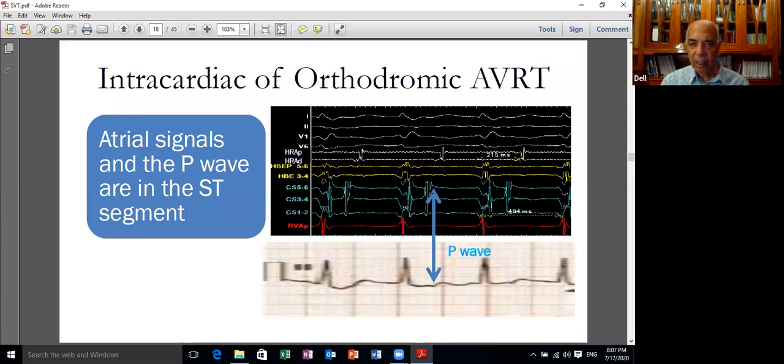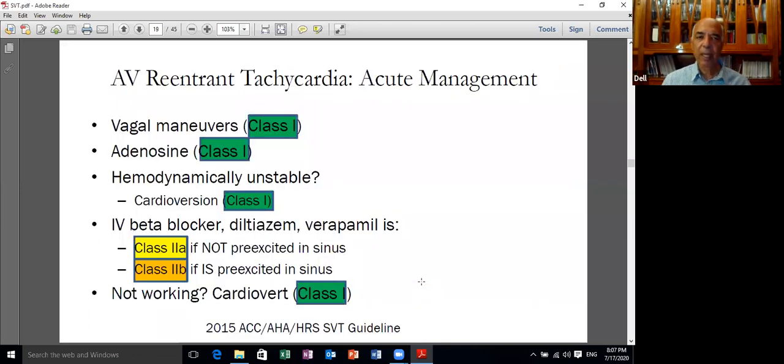And as you see here, the P wave corresponds to the ST segment and is located away from the QRS complex by more than 70 milliseconds. So this supports the impression from the electrocardiogram by electrophysiology study. Simple, straightforward, and very informative.